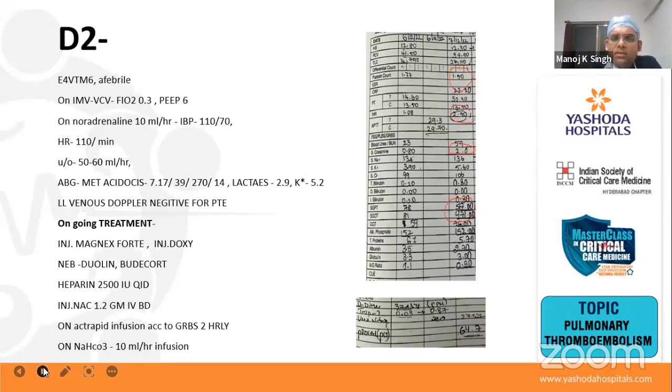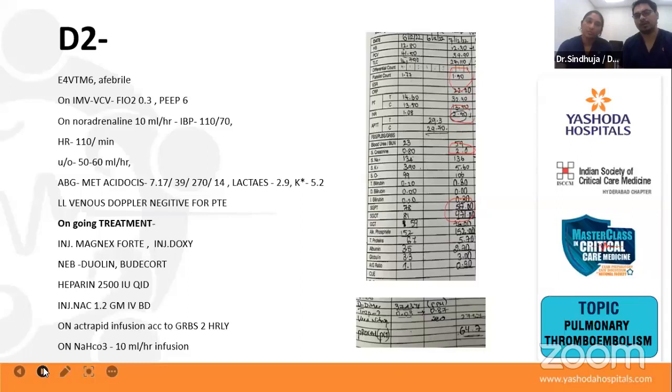If there is persisting high noradrenaline support, we might have to go for a mechanical thrombectomy. Immediate improvement in hemodynamics is not expected as such, but I think the patient's vasopressor requirement has come down, as well as oxygenation. So that's the positive side of the thrombolysis. Okay, I think we'll go ahead to the next slide.